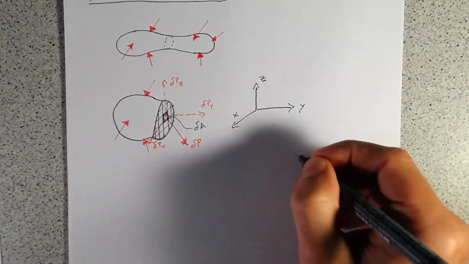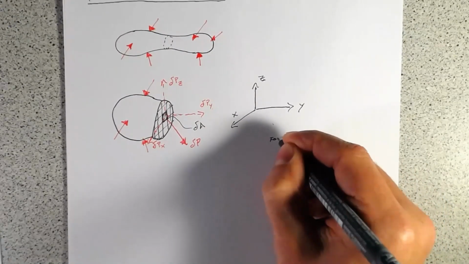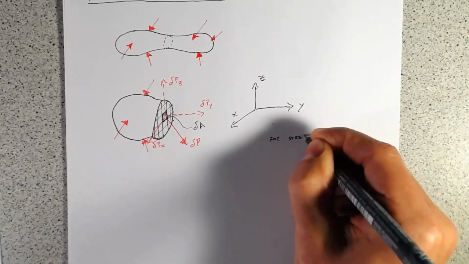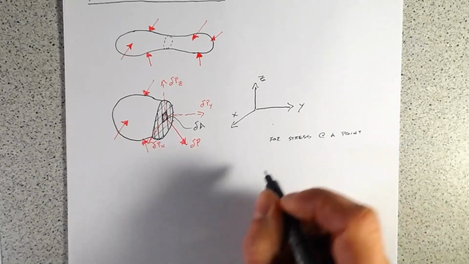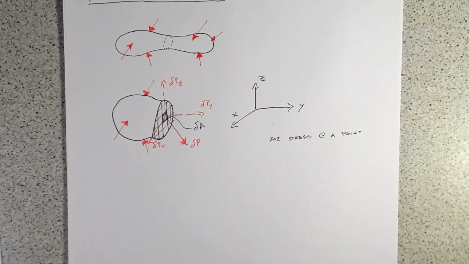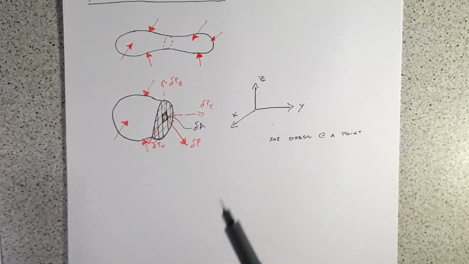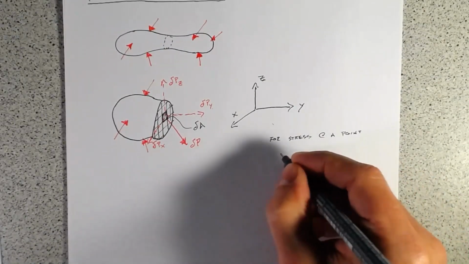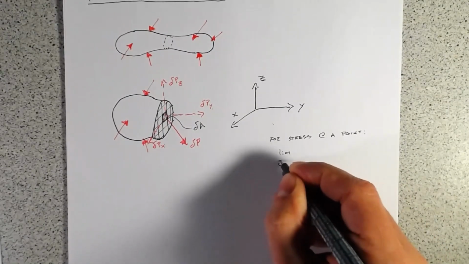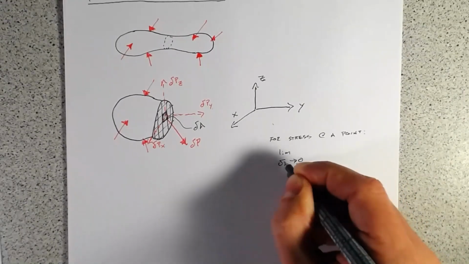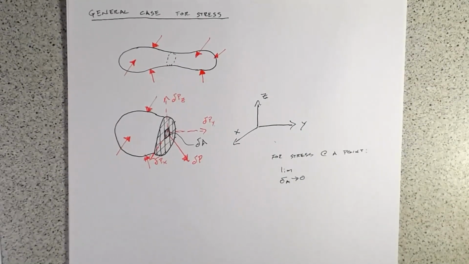And so what we want to do, if we want to find the stress at a point, well, then we just want to let this delta A get smaller and smaller and smaller. And then that force is just going to be that stress times that area. And as you get smaller, it's close to a point. So for stress at a point, we just want to let delta A approach 0. And we did that when we looked at average stress too. So this should all be very familiar.